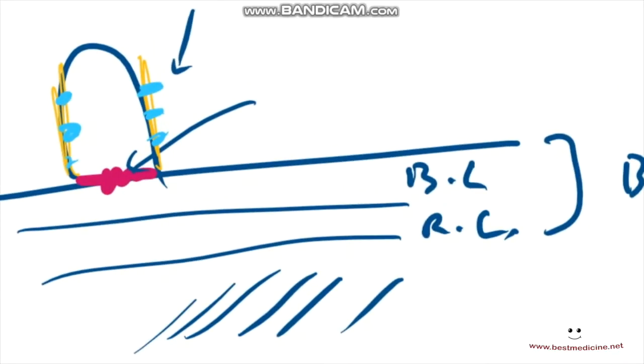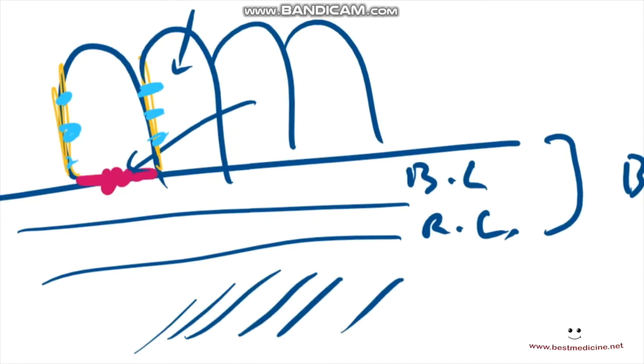Now, most of these junctions lie on the lateral domain or the lateral side of the epithelial cells. So this would be the lateral side, and there are junctions here that are connecting these cells together. But there's also this one junction that we already studied at the basal surface, and this is called a hemidesmosome.